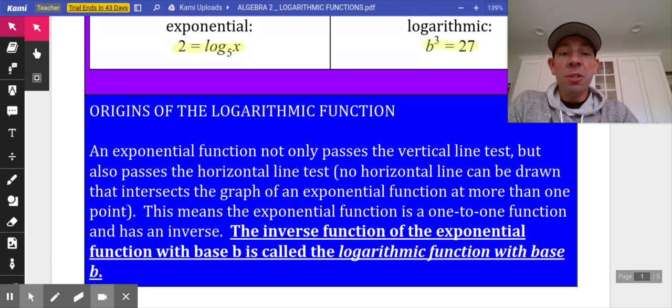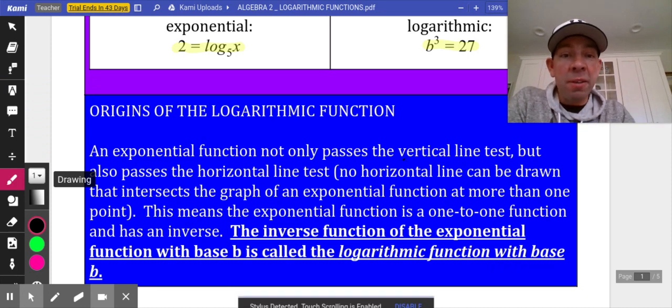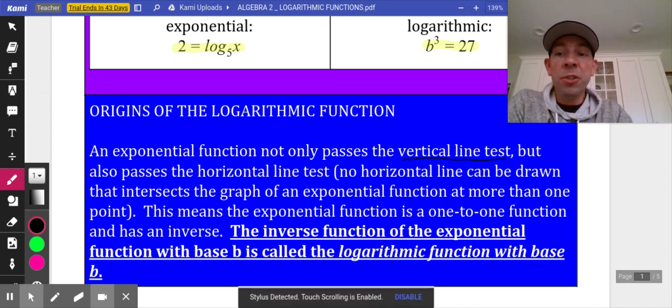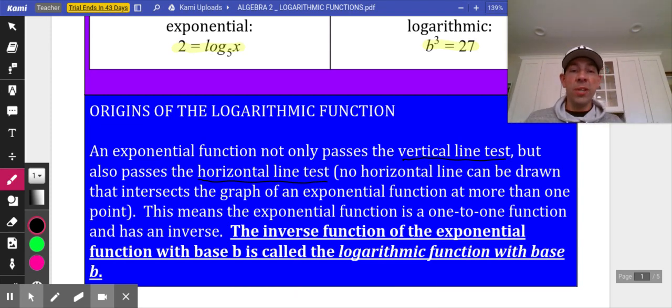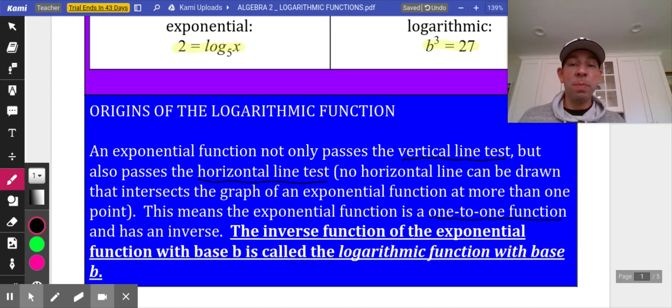So we're going to introduce you to this idea of an exponential function being a one-to-one function. So here it goes. An exponential function not only passes the vertical line test, which makes it a function, but it also passes the horizontal line test. In other words, there's no horizontal line that we can draw that intersects the graph more than once. This means if you pass both the vertical and the horizontal line test, your exponential function is considered a one-to-one function.